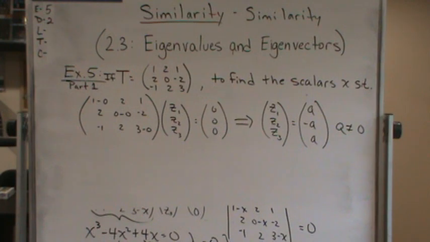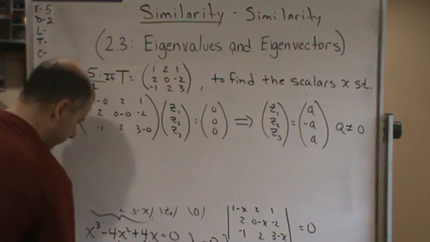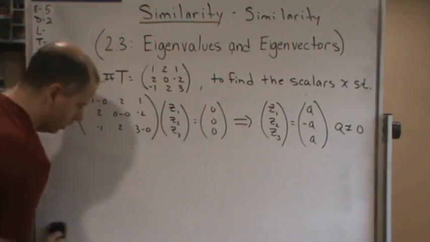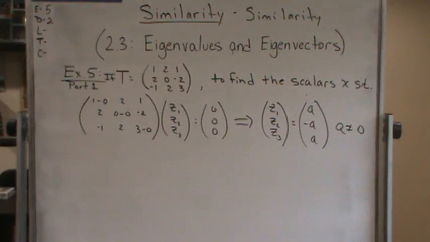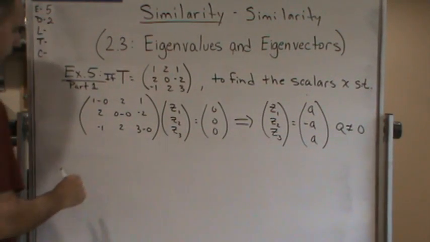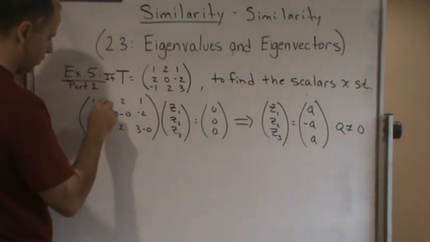And A must be non-zero because an eigenvector is defined to be a non-zero vector. So remember that, it's got to be a non-zero vector. Now let's do the same thing and plug in the other one. What happens if we plug in 2?